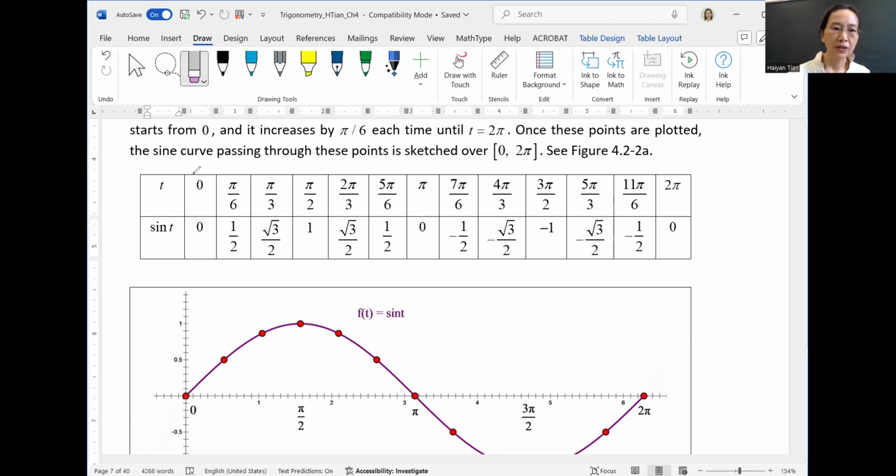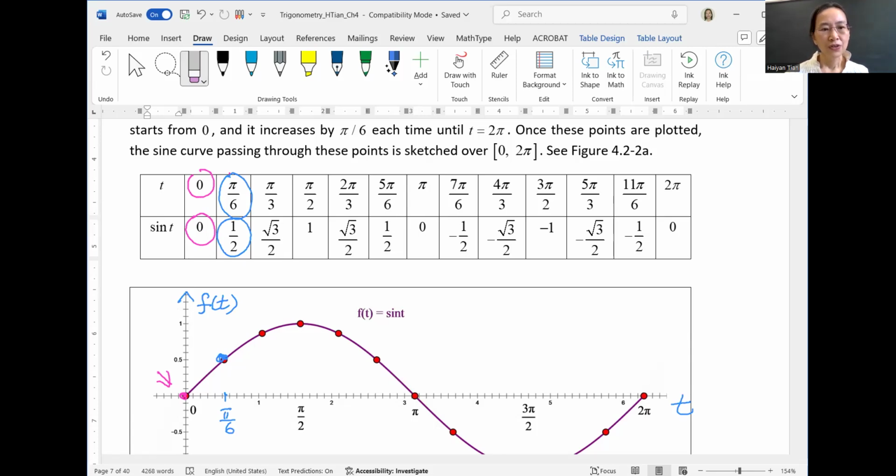We plot, you see, for a given t value, you get the sine t. So 0, 0, that's the point here. And another t value, suppose it's pi over 6, and then we get a sine t value, which is half. So that's another ordered pair, which we show on this plot. So the horizontal axis is t, and this vertical axis shows the function value at the t.